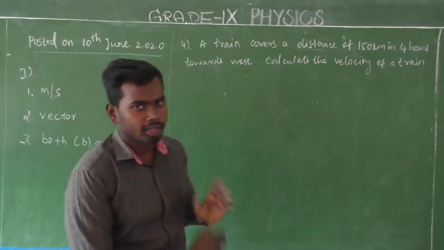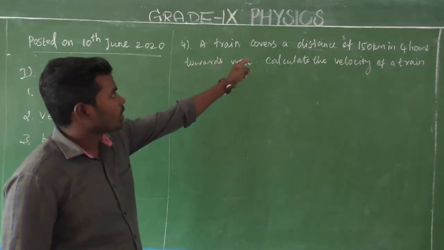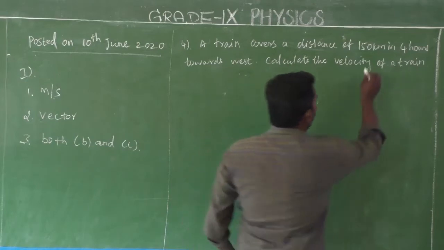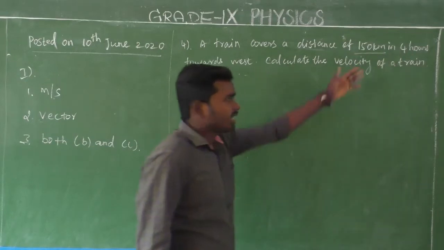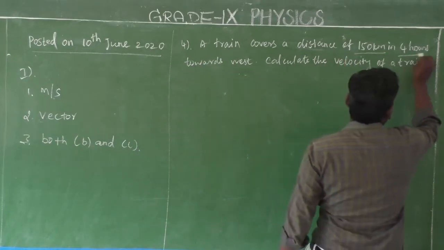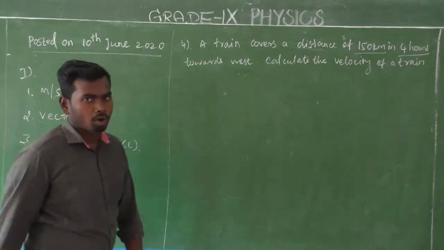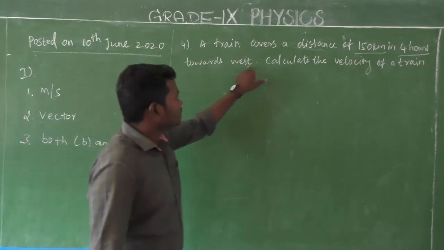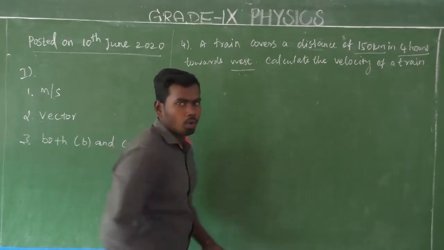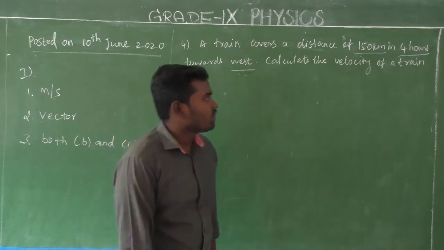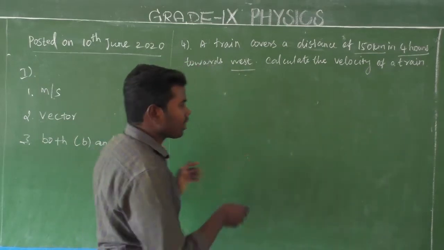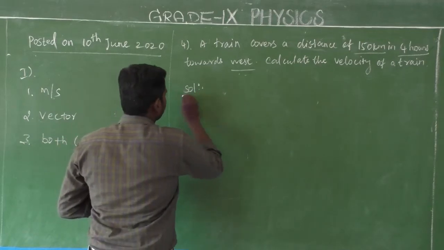Look here. Fourth one. A train covers a distance of how much? 150 kilometers in a time of 4 hours. Towards west direction. Calculate the velocity of the train. Now we are going to solve it.